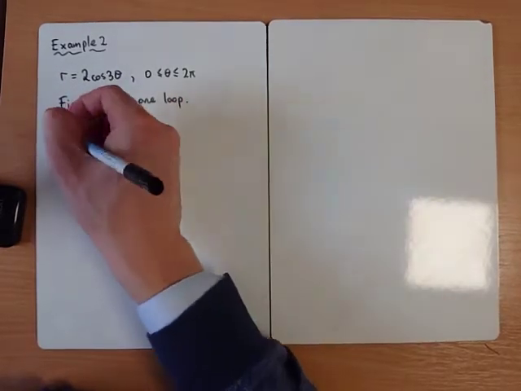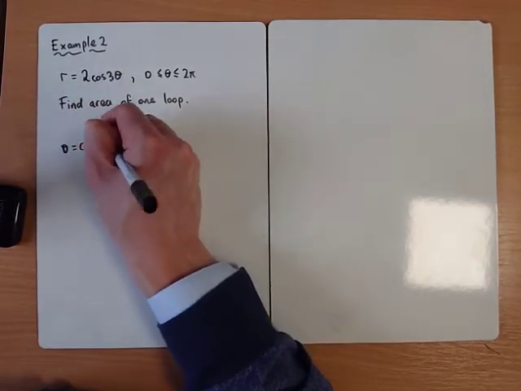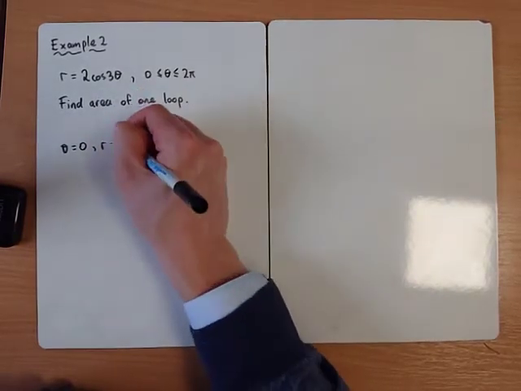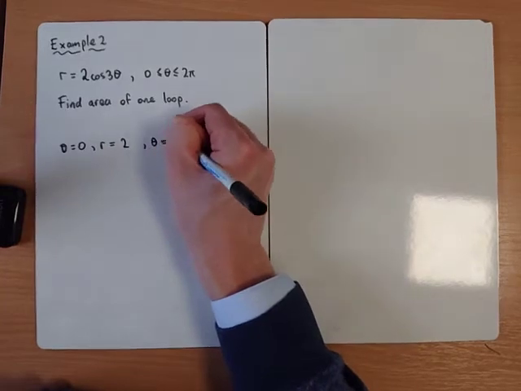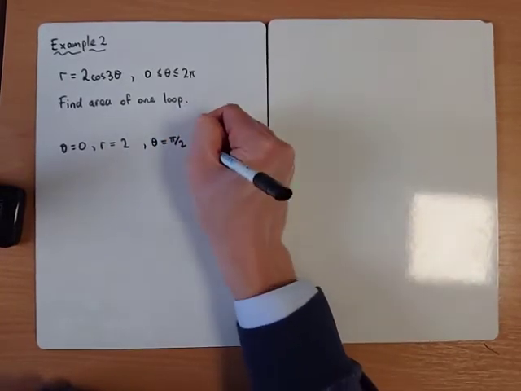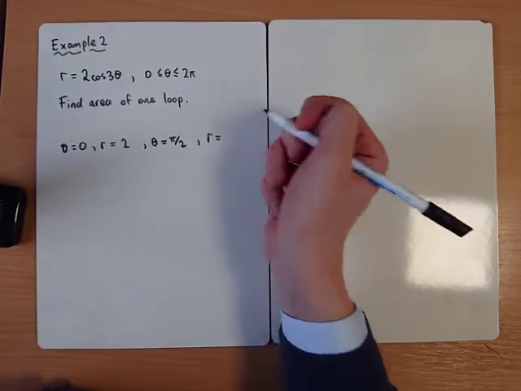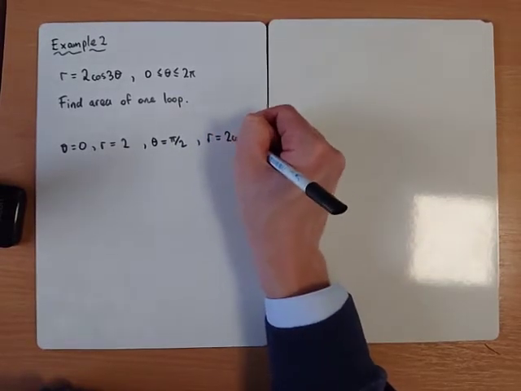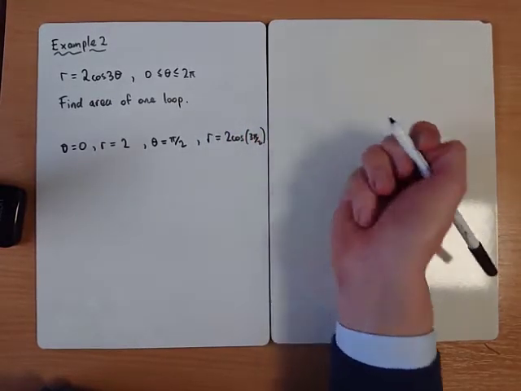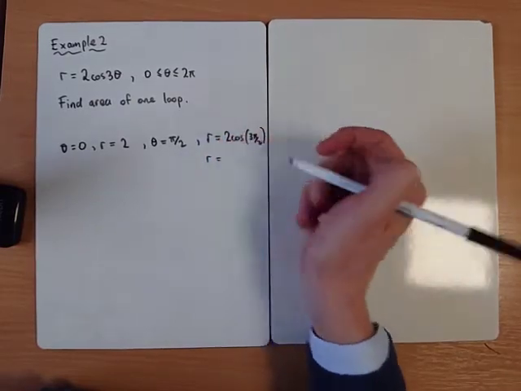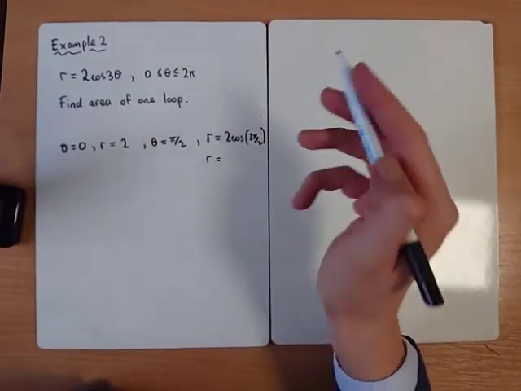A nice thing to do maybe is just to start by subbing in some values. If theta is equal to 0, we know r would be equal to 2. If theta is equal to pi over 2, we know r would be equal to 2 cos of 3 pi over 2. And cos of 3 pi over 2 would be 0, wouldn't it?